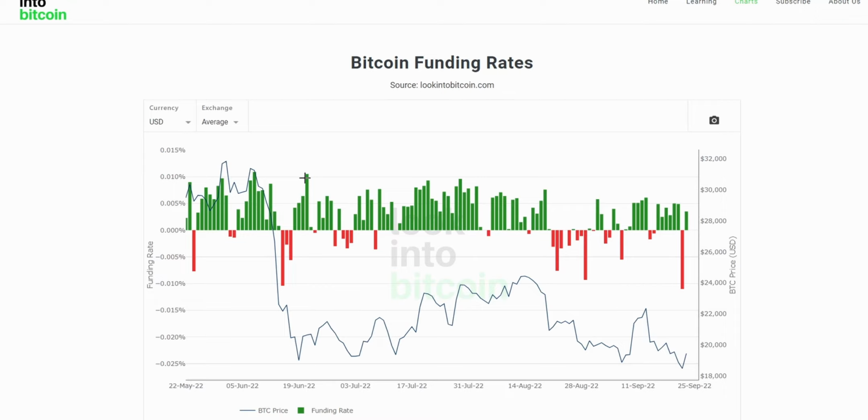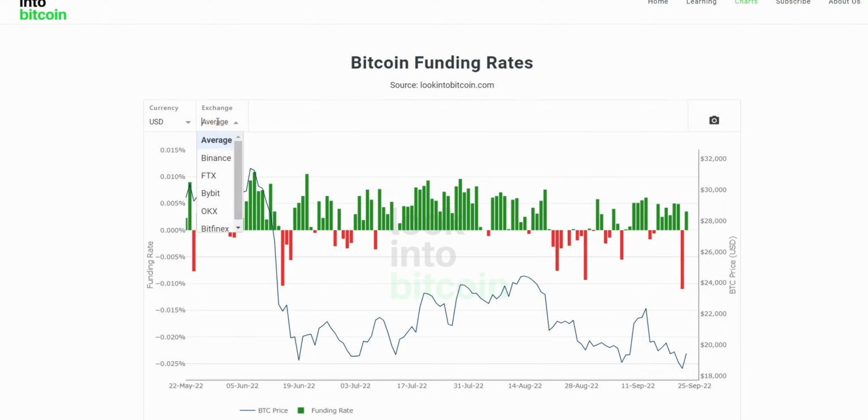And the same can be true for these green funding rates. Once we have exceptionally high funding, this can usually indicate that maybe people are getting a bit too excited, the market may be slightly overheated on the shorter term and may be due a little bit of a correction.